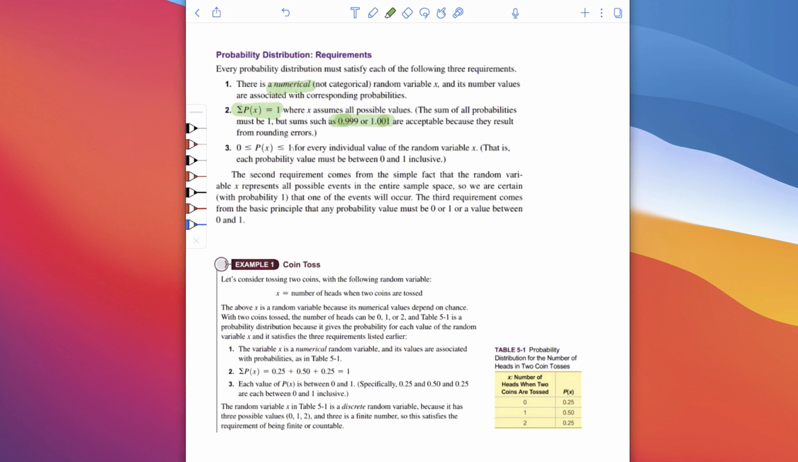If you're adding the rounded values, they might get close to 1, and that's acceptable because of rounding errors. Each of the probabilities obviously has to be between 0 and 1 for each of the individual values of the random variable x. The second requirement comes from the simple fact that the random variable x represents all possible events in the entire sample space. So we are certain, with a probability of 1, that one of the events will occur. The third requirement comes from the basic principle that any probability value must be 0 or 1, or have a value between 0 and 1. Those are pretty basic.